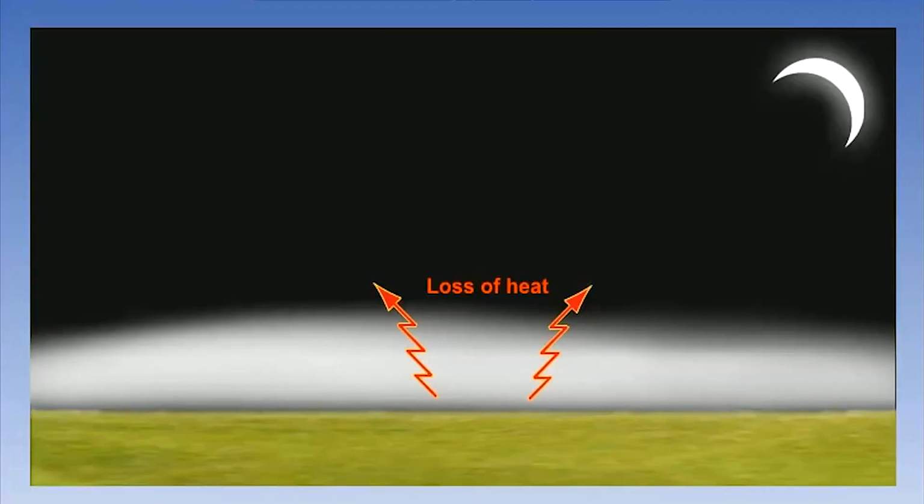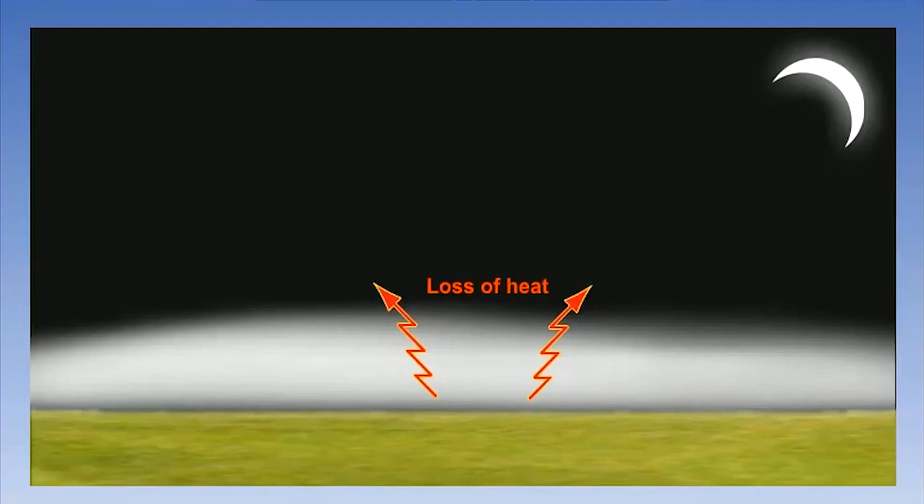Radiation fog is caused by the loss of heat from the Earth's surface at night. The air at low levels is cooled by conduction, and if enough cooling takes place, the air will reach its dew point temperature, become saturated, and allow fog to form.